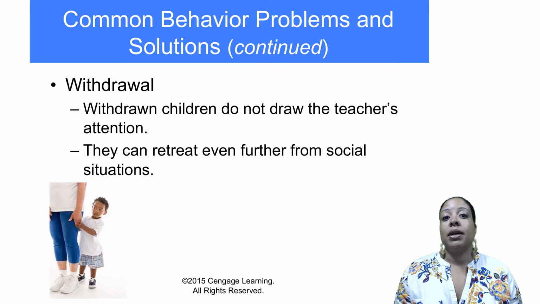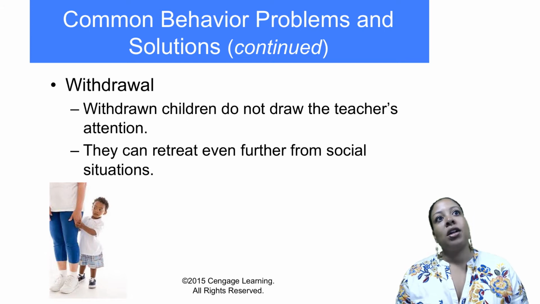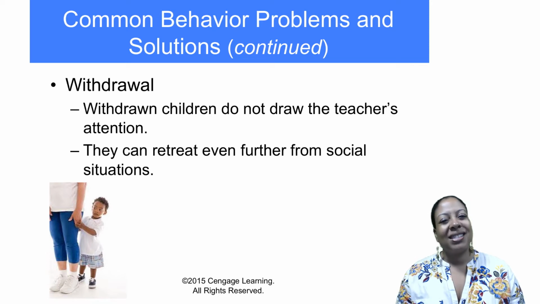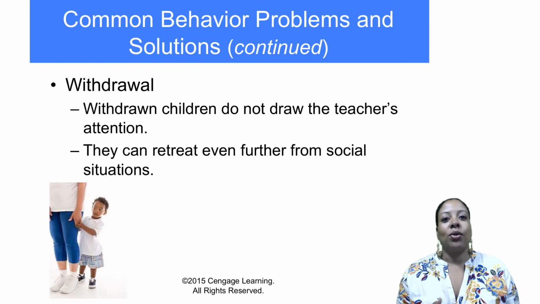It could possibly be an effect of a child who's clingy not getting their needs met. So withdrawn children do not draw the teacher's attention. And that's important to keep in mind. So, we say the squeaky wheel gets the oil. So it's the child who is disruptive or super clingy. Those are the ones that tend to get the teacher's attention.